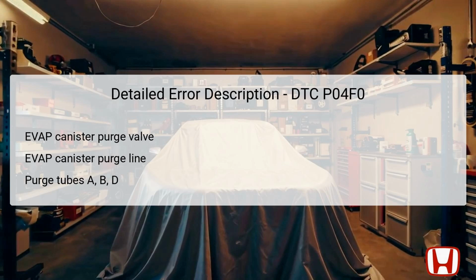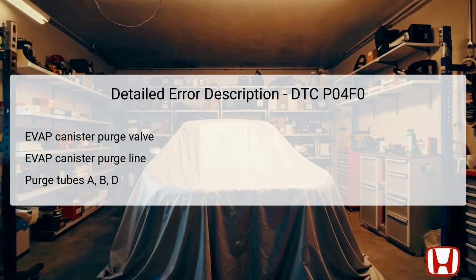The primary component affected by DTC P04F0 is the EVAP canister purge valve, located in the fuel emission control area. The EVAP canister purge valve regulates the flow of fuel vapors from the EVAP canister to the intake manifold. Other vital components include the EVAP canister purge line, which connects the EVAP canister to the purge valve, and various purge tubes, including tubes B and D, which facilitate vapor flow.